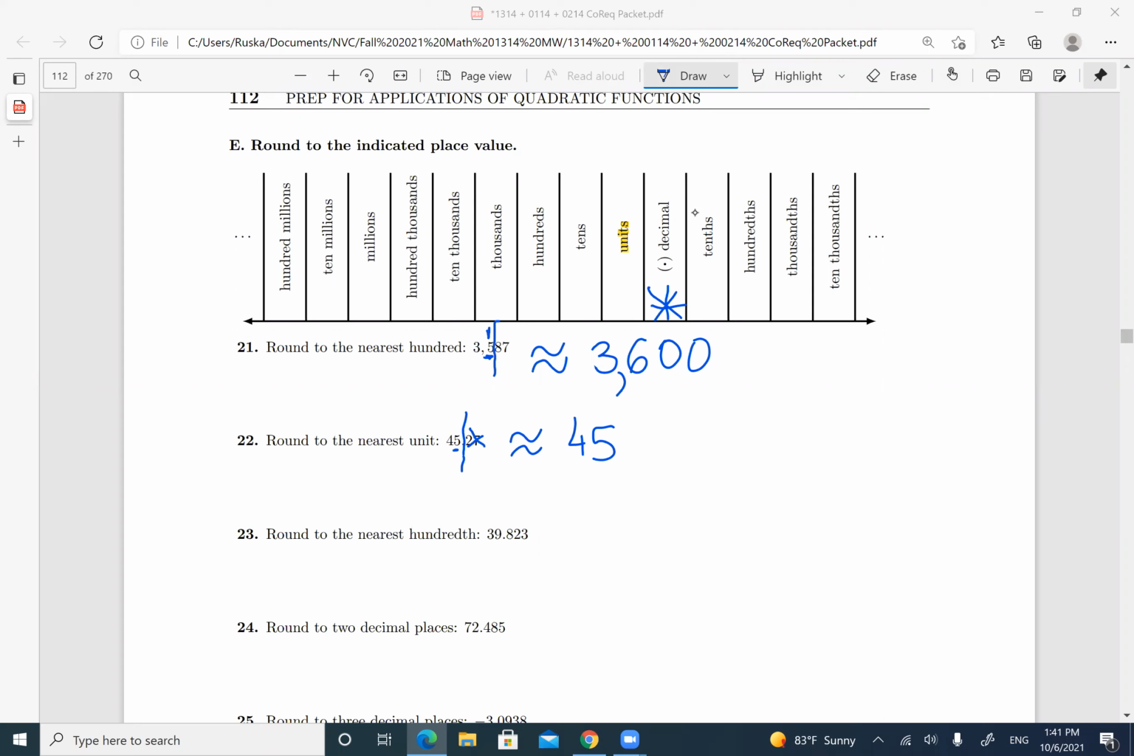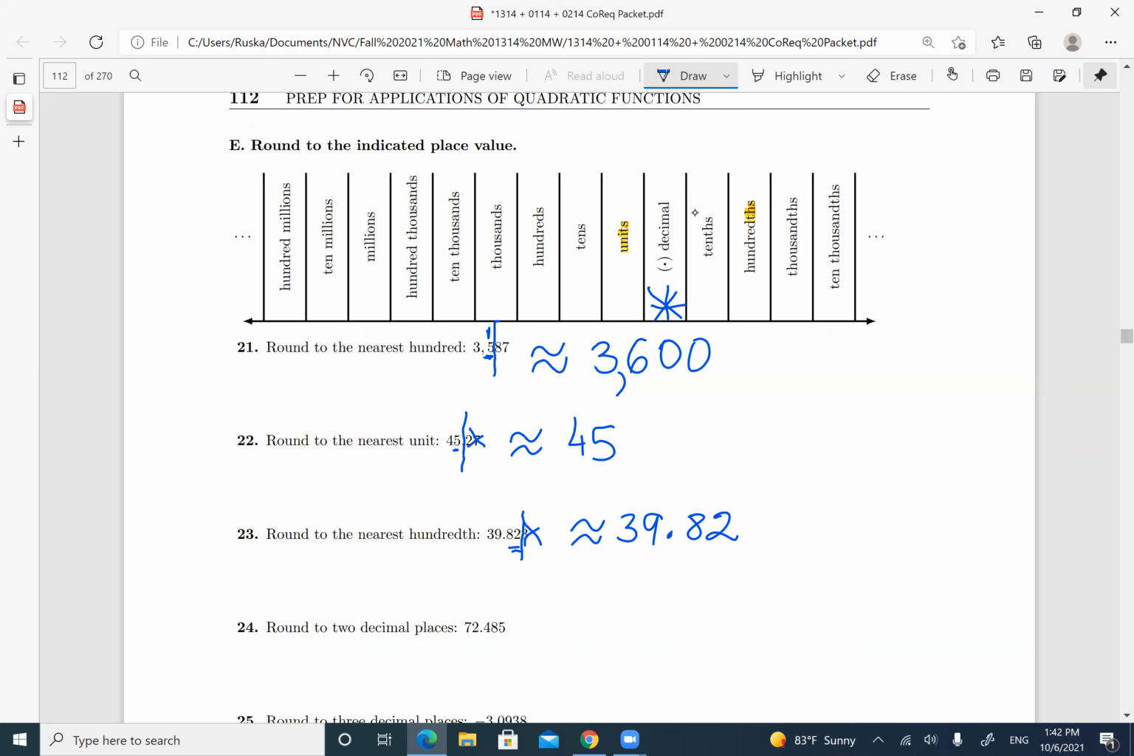Okay, let's do the next one. We need to round to the nearest hundredth. Which number is in the hundredth place? Hundredth with TH. So if it's with TH, that means it's after the decimal. So the 8. No, 8 is the tenth. Oh yeah, the 2, right? 2 is the hundredth place, yes. So you're going to look at 2. After 2 is 3. So just forget about 3 and you're going to round it like 39.82. Okay, everybody good with that?